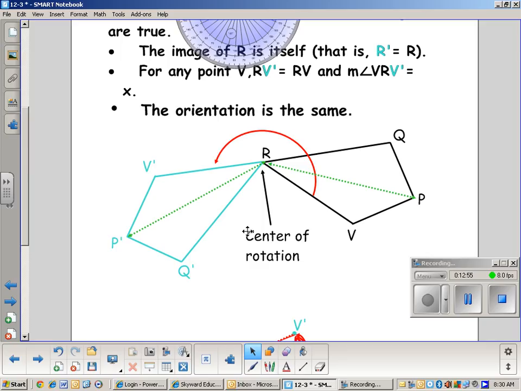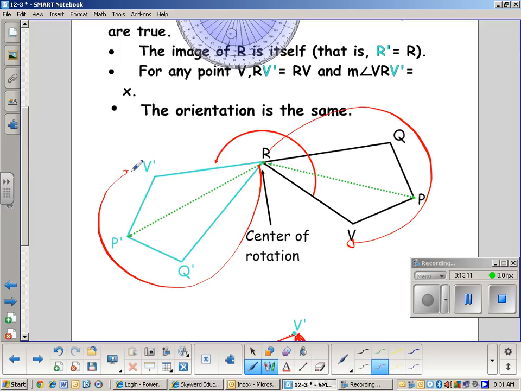The orientation is the same. So if I look at this orientation, RQPV, which direction did I go? Clockwise or counterclockwise? Clockwise. So I went RQPV. So if I do that on this side, RQPV is still clockwise, isn't it? That's what we mean by the orientation is the same.